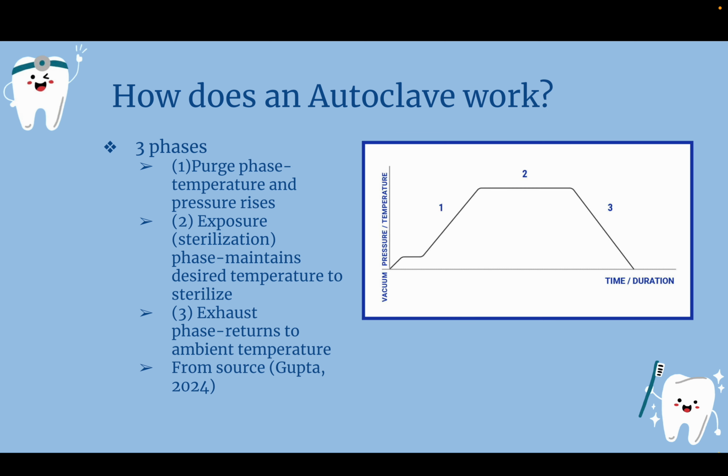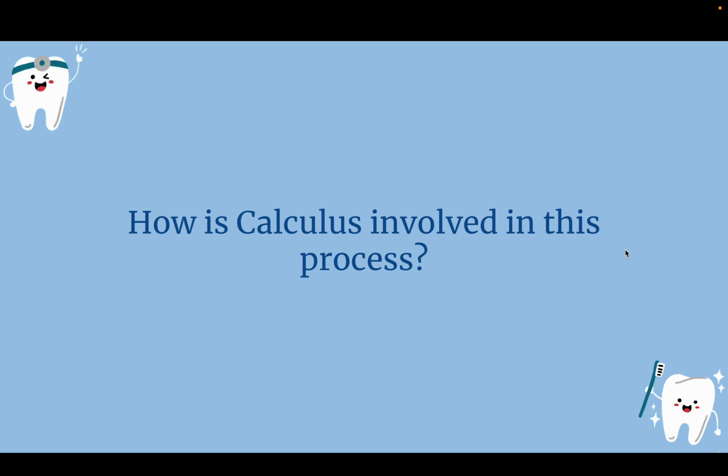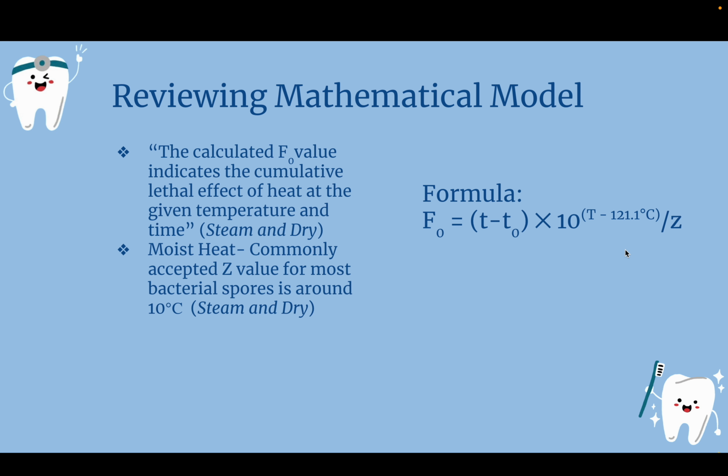So there's 3 phases, and it's shown here in this graph. The first phase is the purge phase, and it's when the temperature and pressure of the autoclave rises to the desired temperature. The second phase is the exposure phase, and this is where sterilization occurs. It does this by maintaining the desired temperature so that it provides a lethal effect. And after the sterilization has been complete, then it goes to the exhaust phase, which it returns to the ambient temperature. So how is calculus involved in this process?